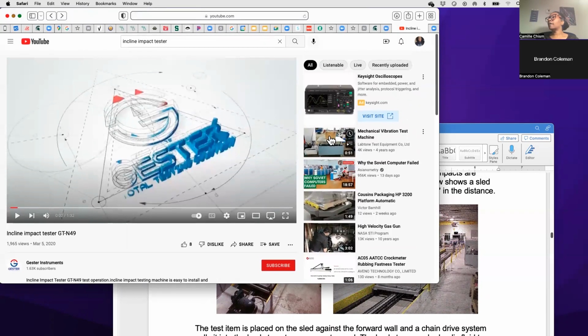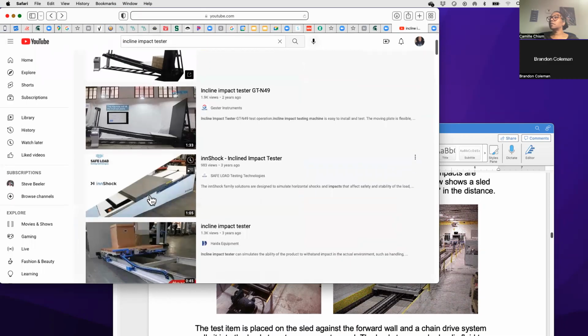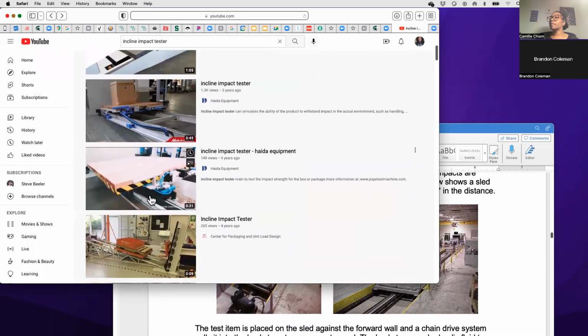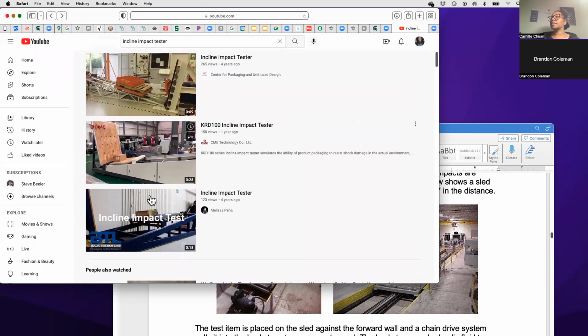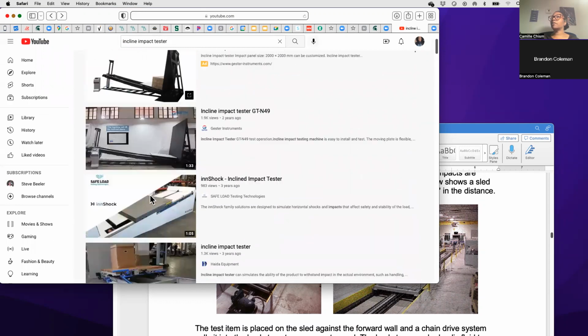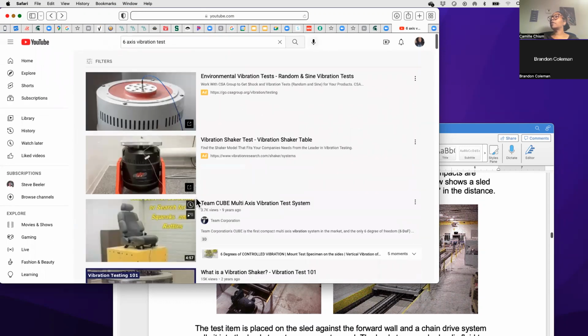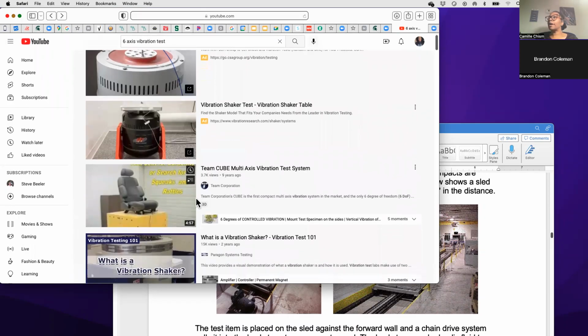Okay, next we have some vibration tests. Let's see. So probably what I should have done was just save these, but I saw so many of them when I typed it. Okay, so one of the things I wanted to show you is for the vibration test, right?